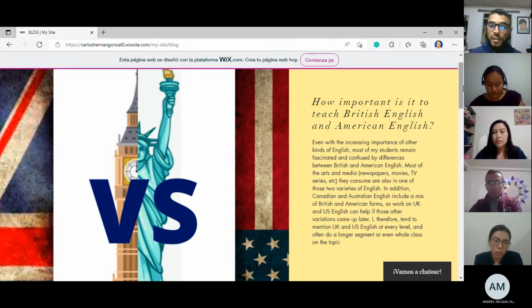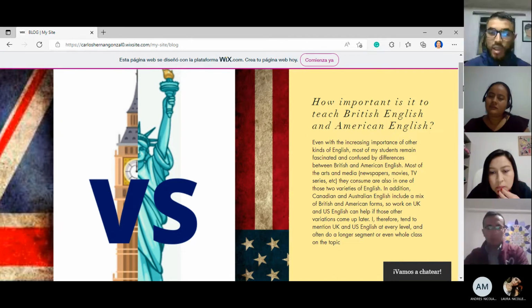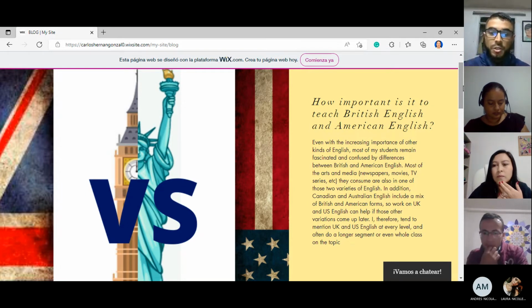In this case, most of the students remain fascinated and confused by the difference between the British accent and the American accent. For example, when they hear the word serious in British English and American English, you find different phonetics, words, expressions, and slang words. The movies, TV series, and so on that they consume are also in those two varieties of English, in addition to Canadian or Australian English, which include a mix of British and American forms.